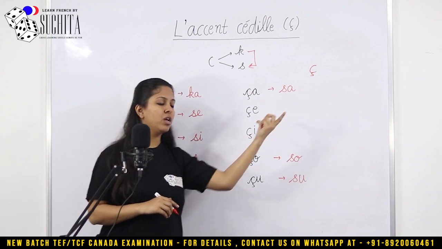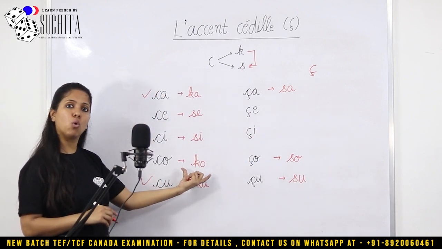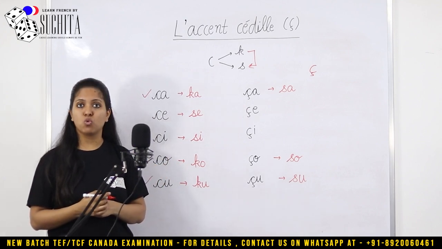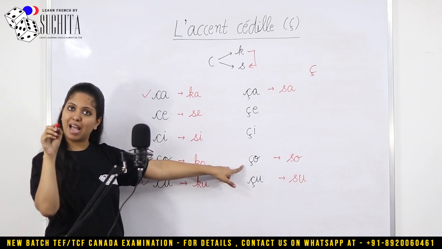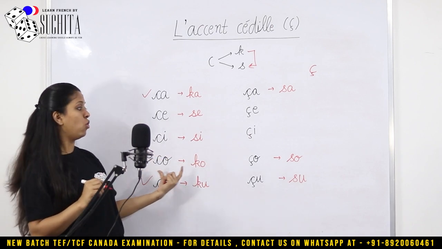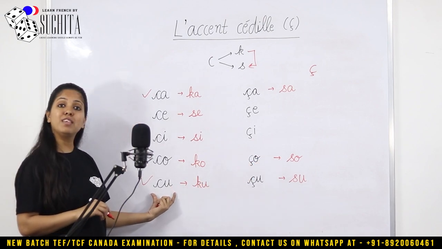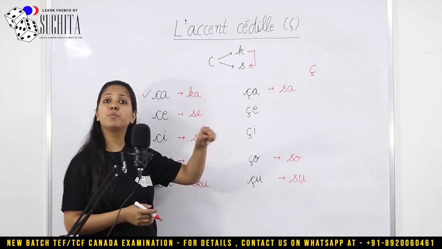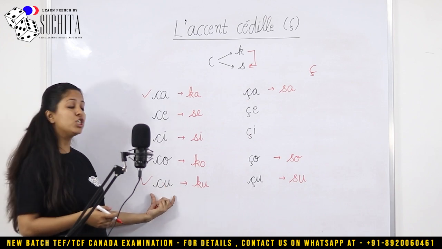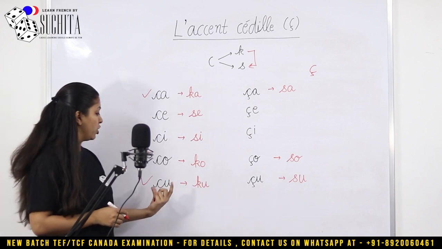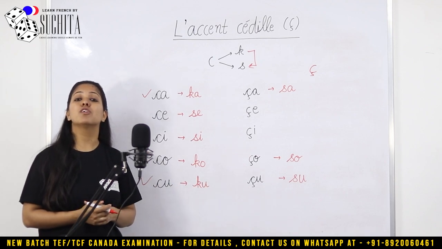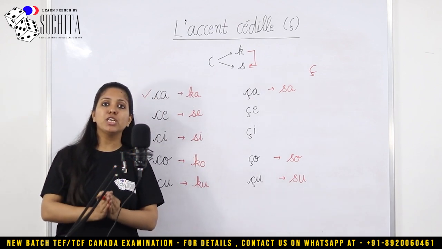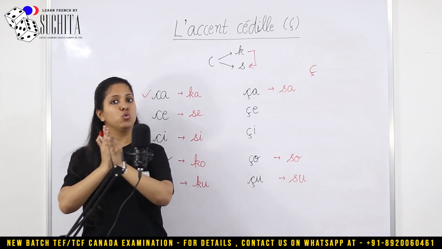Okay, now looking at this, CO was Ko. I do not want it to be pronounced as Ko, I want it to be pronounced as So. So what I'm going to do, I'm going to apply this accent, which makes it So. So this is Ko and this is So. Now CU was Q. I do not want it to be pronounced as Q, however I want it to be pronounced as Su. So for changing the pronunciation from K to S, apply this accent and it becomes Su. Got it? So you use accent cédille for changing the sound of C from K to S.